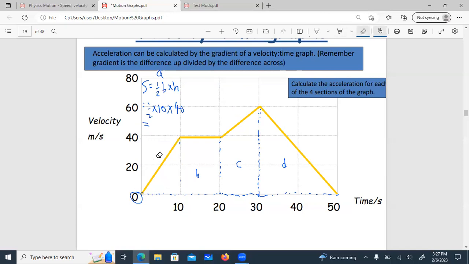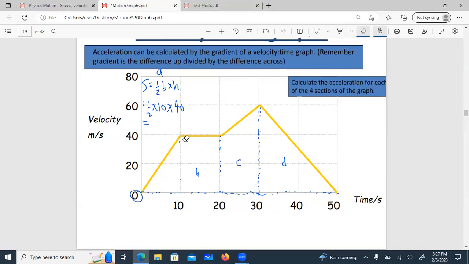Half times 10 times 40. If you solve that, you will get 20. Yes, you get 20. So let me still put A here, so that you know you are solving for the shape A. So half of 10 is 5. 5 multiplied by 40, you get 200. So you have 200 meters for the first 10 seconds. Let me write 200 meters here. Let me just keep this here.